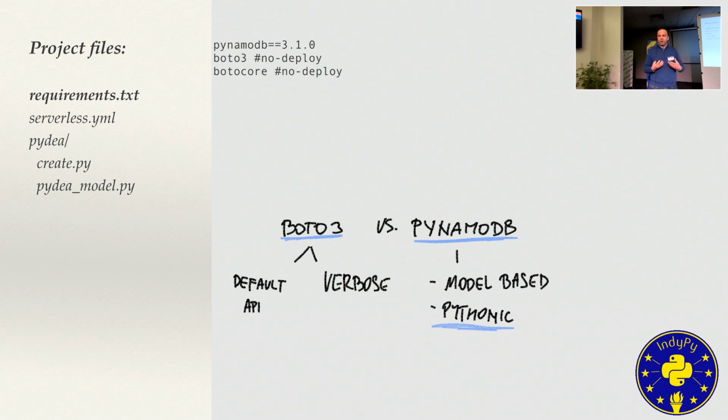PynamoDB is more Pythonic and model-based. You create a class that represents your data, and you work directly with that model. You don't have to do many commands to save data, retrieve data, or find something. It's an easy syntax, and it's also a good example to demonstrate the dependencies I need.